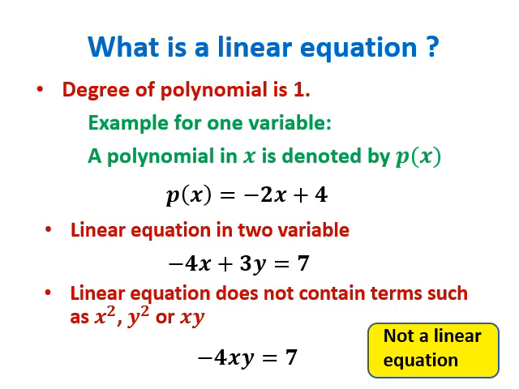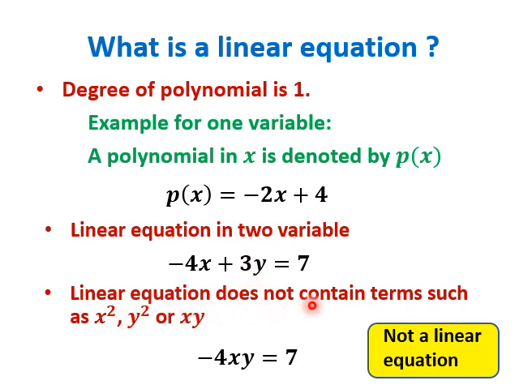For a linear equation in two variables, we have taken x and y as the two variables. The equation is written as minus 4x plus 3y equal to 7. So this can be called a linear equation in two variables, whereas this particular equation is a linear equation in one variable. Why is it a linear equation? Because the power of x here is 1 and also the power of y here is 1. So it is of degree 1.